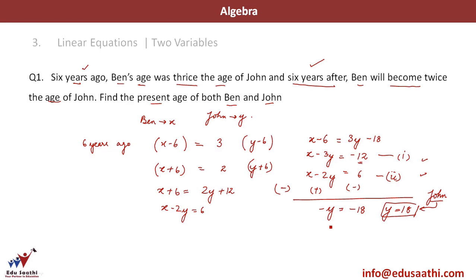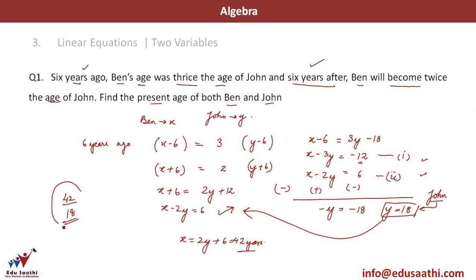You put it in any of the equation you like. So I like second equation. I put the value of y here and I'll get the value of x as 2y plus 6. So you'll get the value of what? You'll get the value of Ben by putting it into another equation and adding 6 to it. So I hope you have solved it till now. The age of Ben comes out to be 42 years. So Ben is 42 years as of now and John is 18 years as of now. These are the present ages that you have.